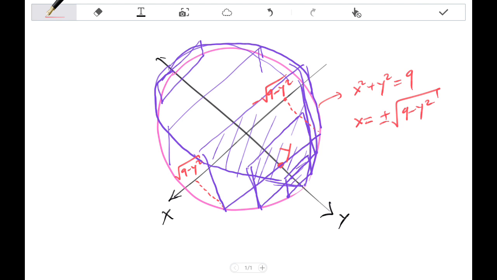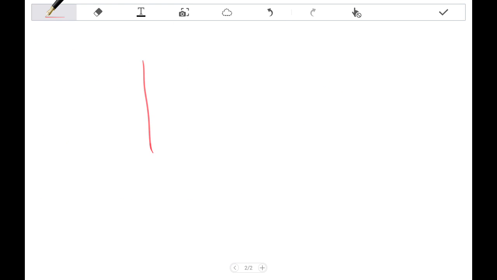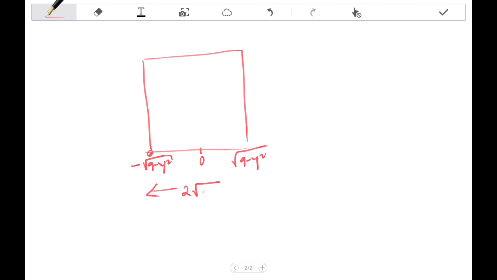Okay, let us draw a square and then see what's going on there. So we have a square like this. One side is like this, this point is 0. This one is negative the square root of 9 minus y squared. This is the square root of 9 minus y squared. So the length of this side is 2 times the square root of 9 minus y squared, right? And similarly, the length over here is 2 times the square root of 9 minus y squared.